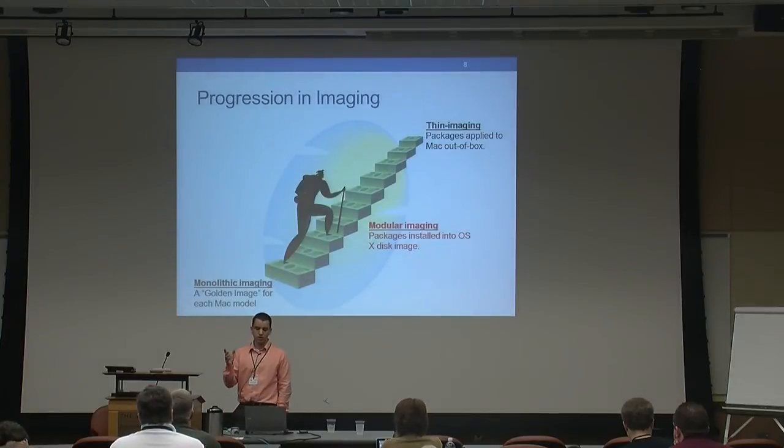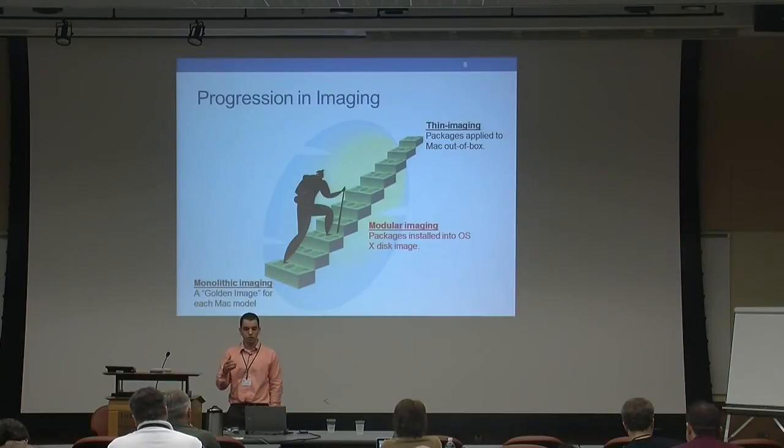So one thing, when I came last year to the conference for MacAdmins, they talked about monolithic imaging and then modular imaging, which is what I'm going to focus on. But they also mentioned thin imaging, which I didn't even think about, but it does make sense in some environments. And what that is, you're taking the packages and applying them to a Mac out of the box, so you're not even re-imaging the machine.